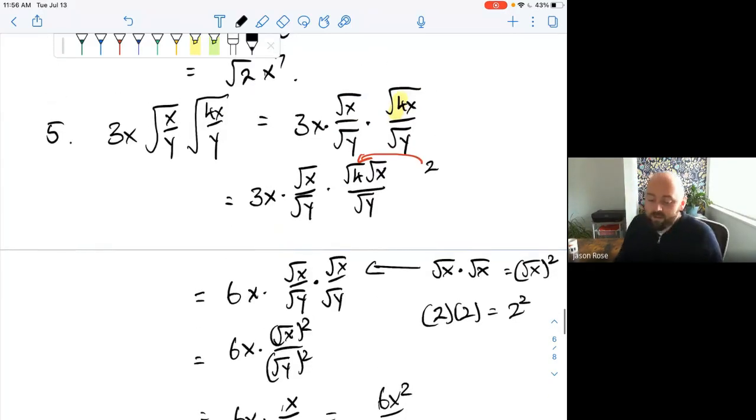I was also thinking of extracting that 4 to begin with, and then having root x over y times root x over y, which is just x over y. It would have gotten there a little quicker, so if that's what you did, that would be totally fine too.